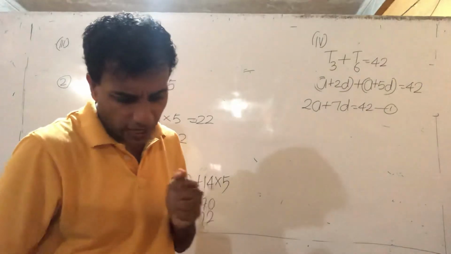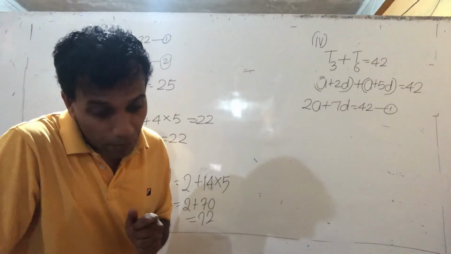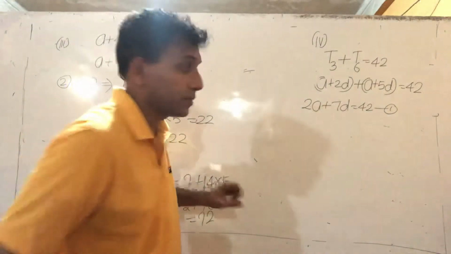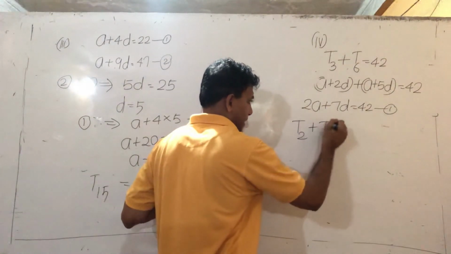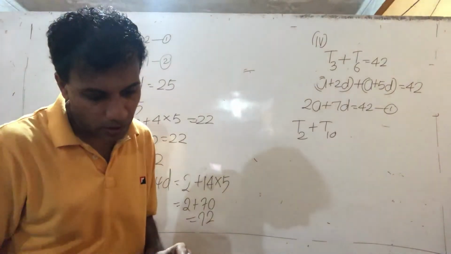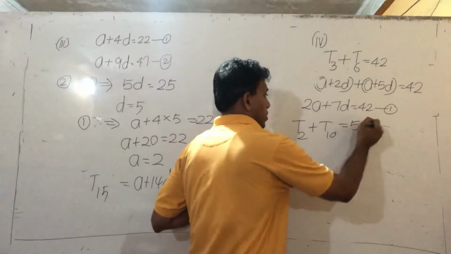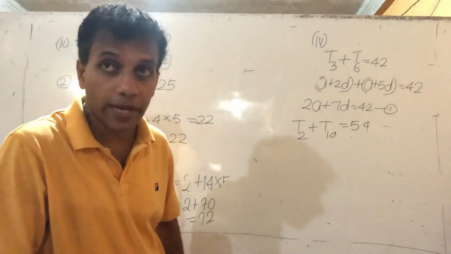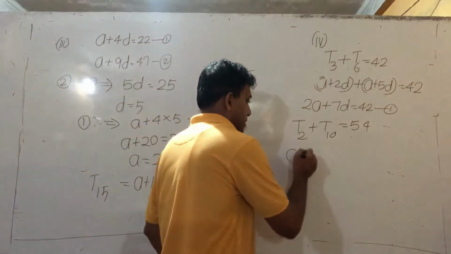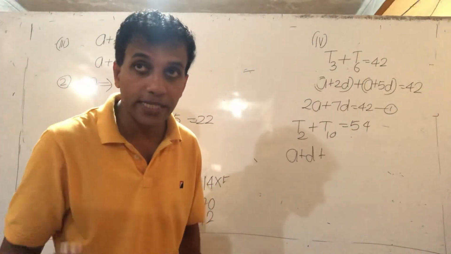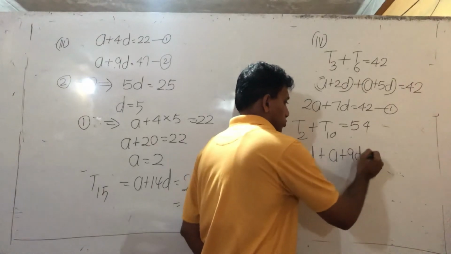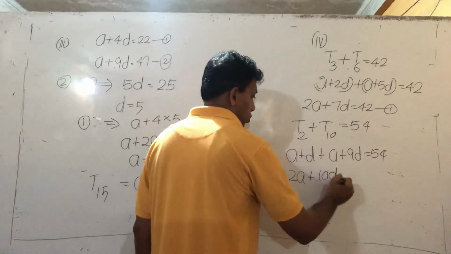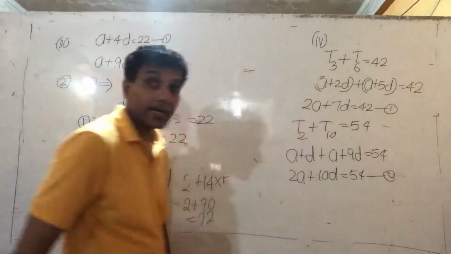What is the other one they said? The sum of the second term and the 10th term, T2 plus T10, is 54. Convert this equation to A and D. The second term is A plus D, the 10th term is A plus 9D, equal to 54. So 2A, 1D plus 9D, 10D, equals 54. This is your second equation.